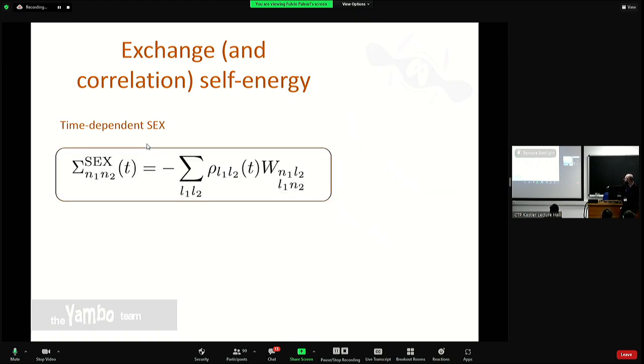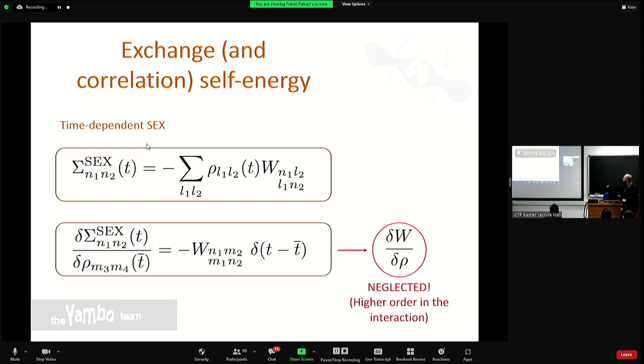Now we can write the screened exchange part also in this way. Notice the different sign with respect to the Hartree part. We can compute again the functional derivative that we need to get to the equation of motion, neglecting the functional derivative of the W itself. Now W in principle depends implicitly on rho because of the screening. But this is a higher order term, we don't consider it, and then we get this simple expression.